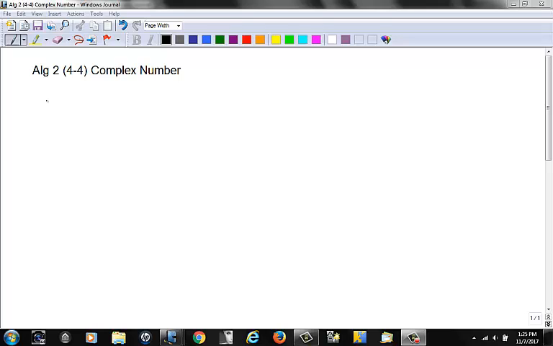Okay, this one's on section 4.4 on complex numbers, and you could actually almost call it complex numbers, and it's kind of a review of square roots also. First, the author takes you through how you solve an equation like x squared equals -1.